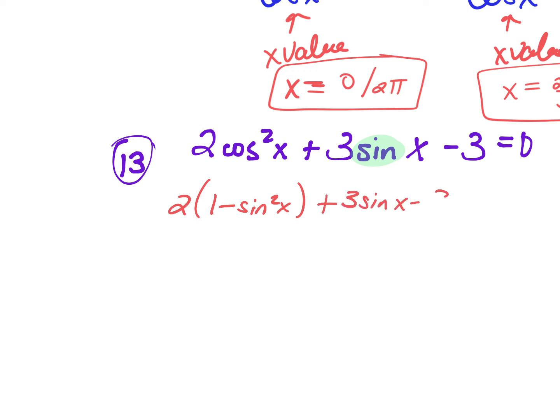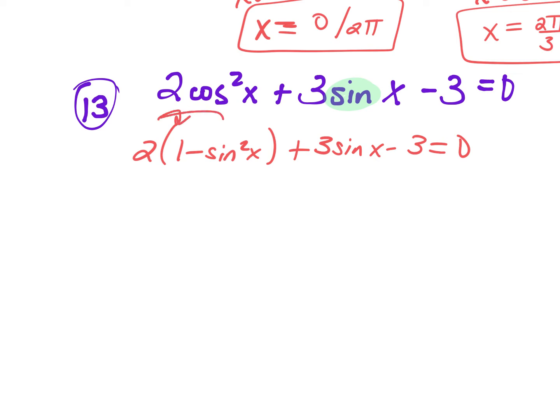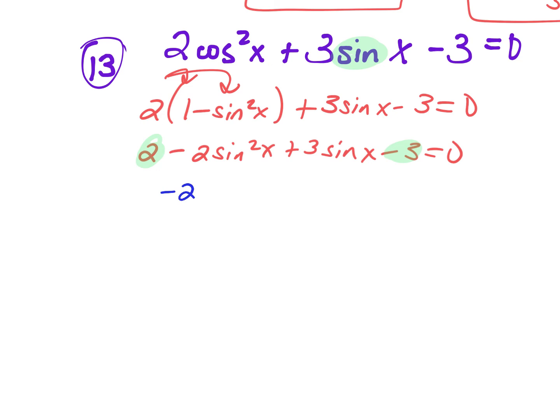Correct? You're always going to convert to the middle, guys. I will give you something that you can check your Pythagorean identity and make the conversion easily. Now this just becomes a basic algebra problem. What do I do with that 2 out in front? I'm going to distribute. So I have 2 minus 2 sine squared x plus 3 sine x minus 3 equals 0. Can I combine anything? 2 minus 3. Okay, 2 and negative 3 gives me negative 1. So watch, I have negative 2 sine squared x plus 3 sine x minus 1 equals 0.